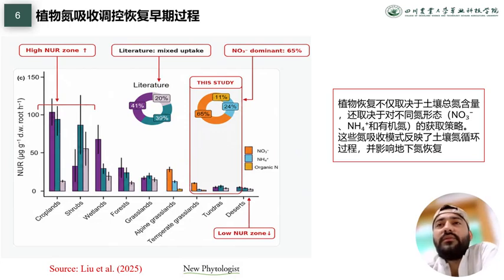The previously published results show that plants do not respond only to total nitrogen availability. They use different nitrogen forms, and these uptake patterns reflect the soil nitrogen cycling and influence belowground restoration.